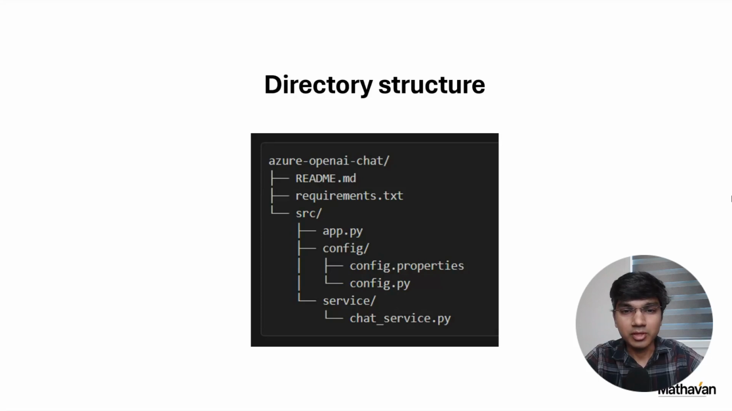This will be the directory structure. Azure OpenAI chat is a folder which I created, and within that there is a source directory, and we have the app.py, which is where I'm going to define my API endpoint. I have the config directory, where I have the config properties and the config.py. Config properties have the credentials and everything, and config.py is where I load these config properties. The service is where the core logic is, which connects to the LLM, takes the user prompt and gets the response back.